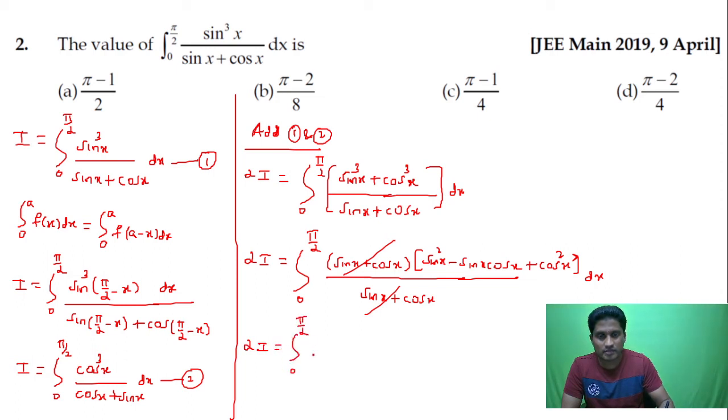Sin square plus cos square is 1. 1 minus sin 2x, 1 minus 1 upon 2 sin 2x. I can multiply and divide by 2 here. Sin square plus cos square is 1. I'll divide by 2 and multiply by 2. Sin x cos x, I'll write 2 sin x cos x. 2 sin x into cos x, close the bracket, and then this is dx.